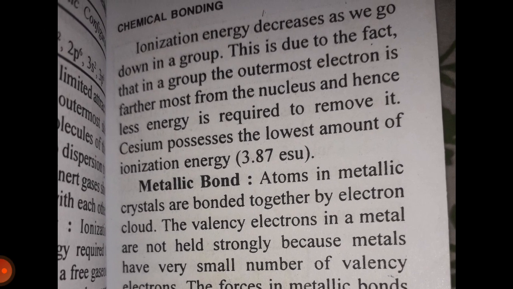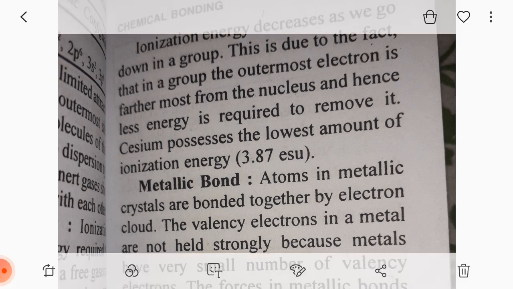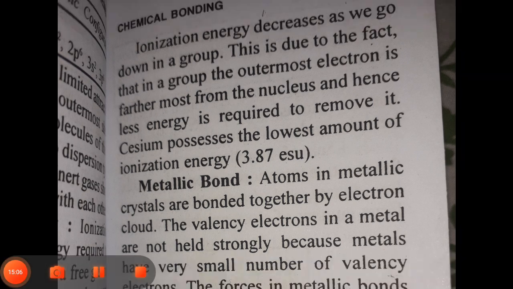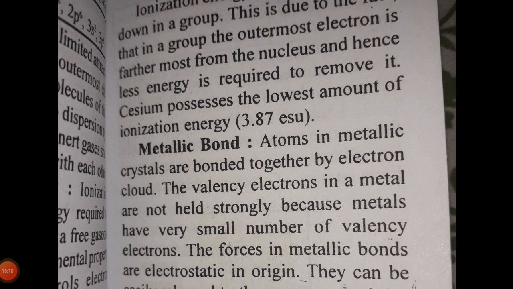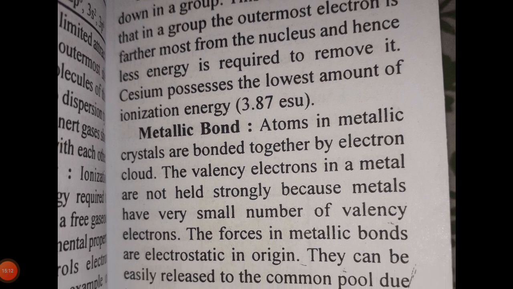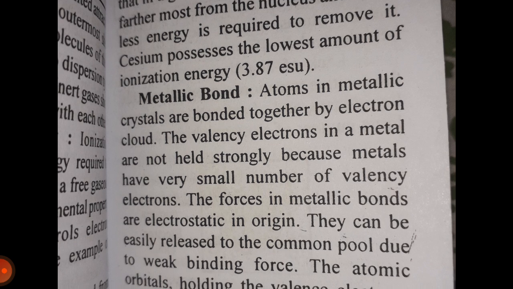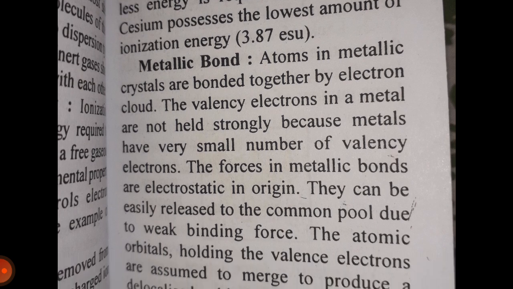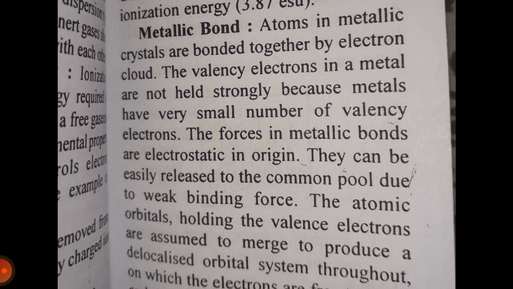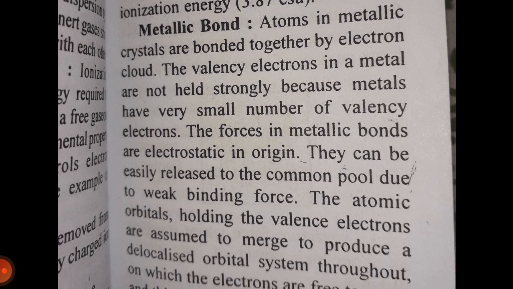Ionization energy decreases as we go down in a group. This is due to the fact that in a group the outermost electron is furthermost from the nucleus, and hence less energy is required to remove it. Cesium possesses the lowest amount of ionization energy, 3.87 eV.